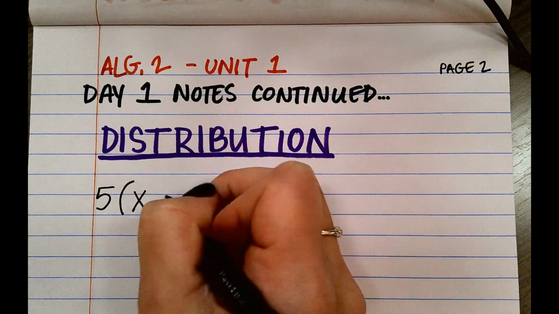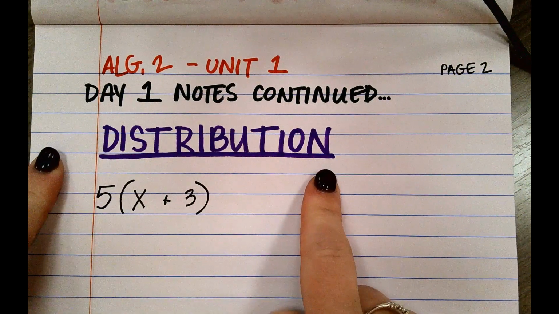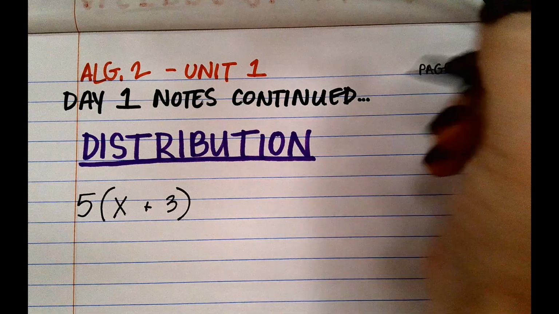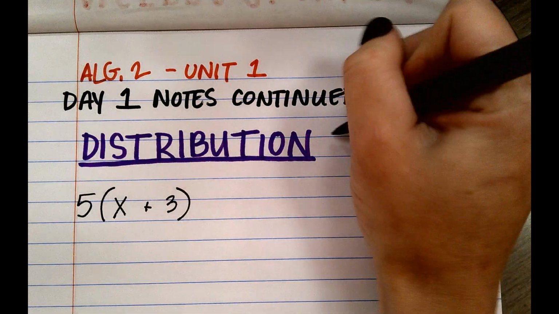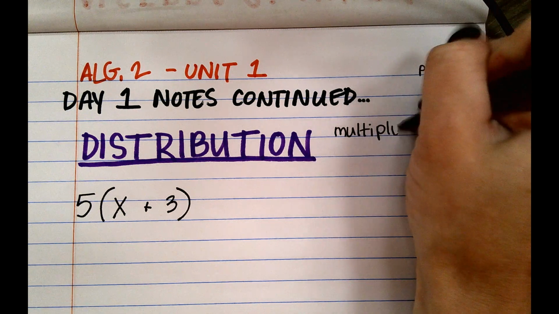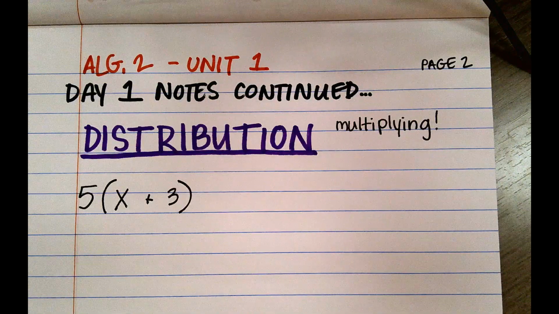Example. If I wanted to use distribution, what would I do? You want to take your bigger number times the numbers that are inside. Yes. Distribution is a fancy word for multiplying. You are going to do this. Let me write the definition to the side. Multiplying.